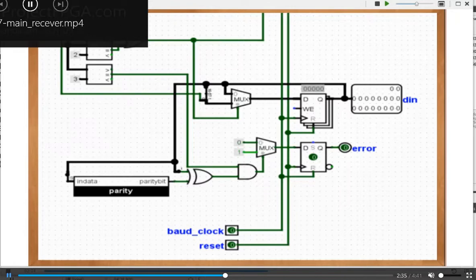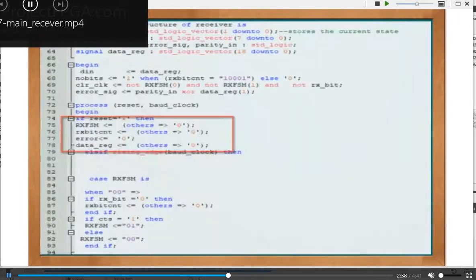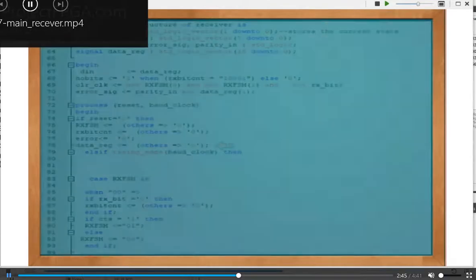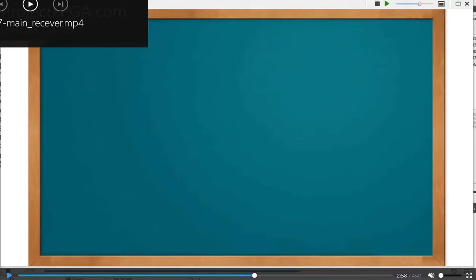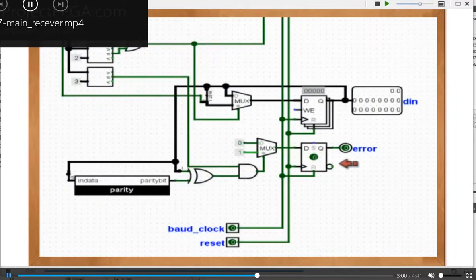Next, we have the registers, including RX-FSM register, RS bit count register, error register, and the data register. RX-FSM, this register stores the receiver state. The RS bit count register, this register stores the number of received bits, which is used to generate the no bit signal. Error register, this register stores the error bit. Finally, the data register, this register stores the received bit.